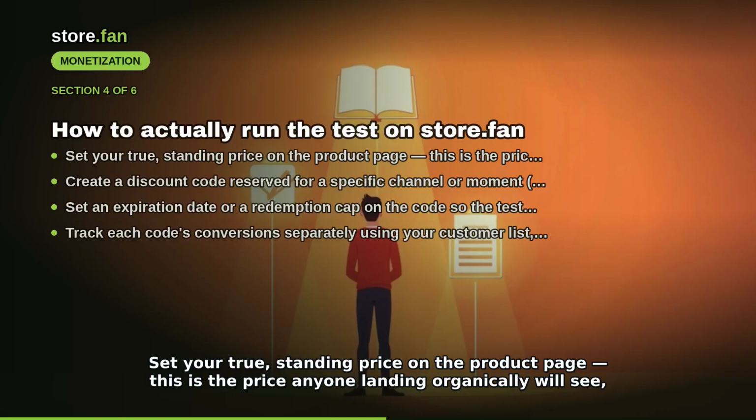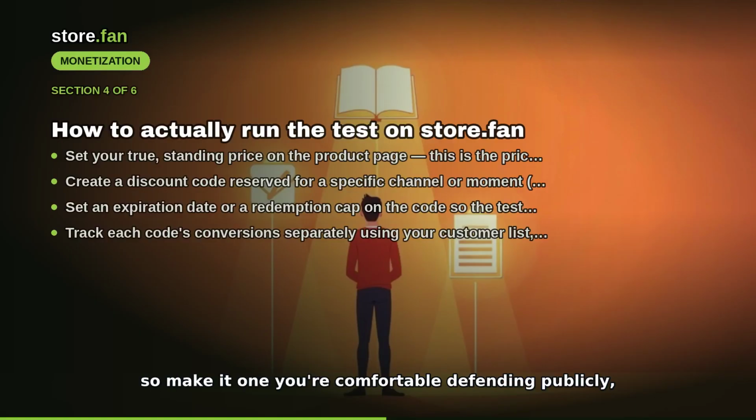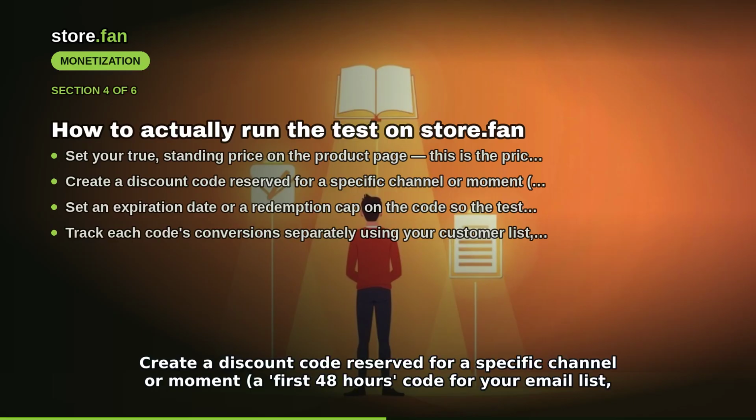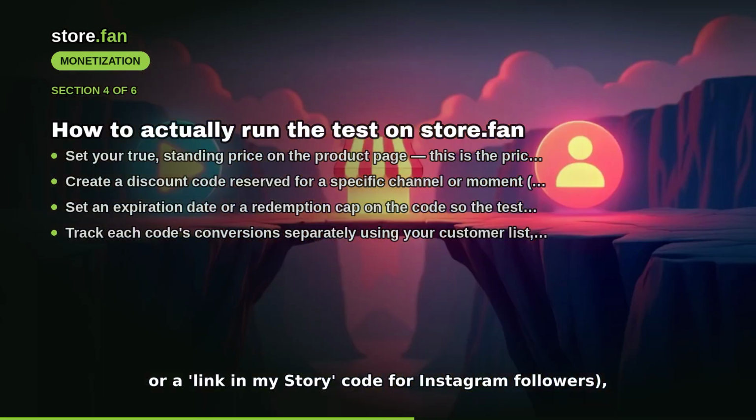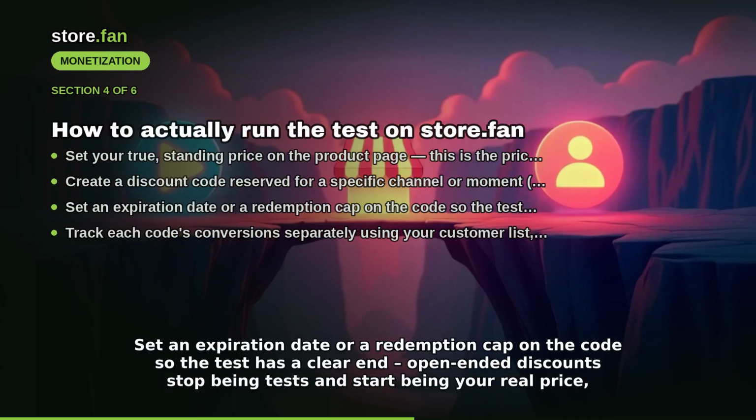Set your true, standing price on the product page. This is the price anyone landing organically will see, so make it one you're comfortable defending publicly. Create a discount code reserved for a specific channel or moment: a first 48 hours code for your email list, or a link in my story code for Instagram followers. Set an expiration date or a redemption cap on the code so the test has a clear end.